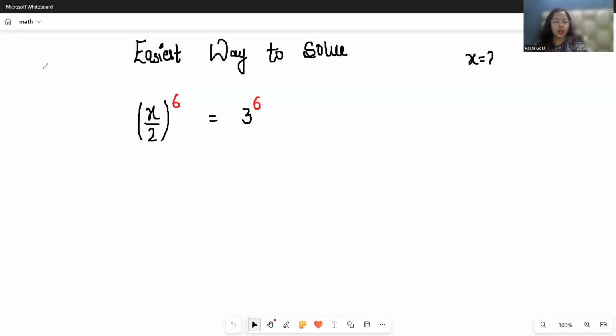Hello everyone, we are going to solve this Harvard entrance exam question: (x/2)^6 = 3^6, and we have to find the value of x.